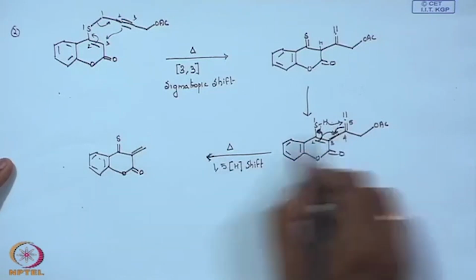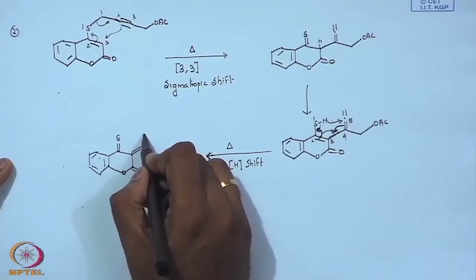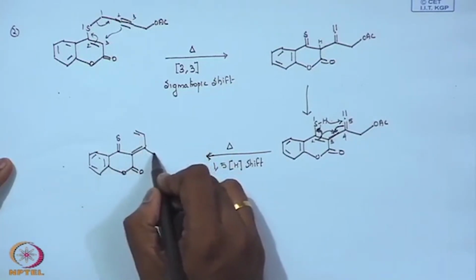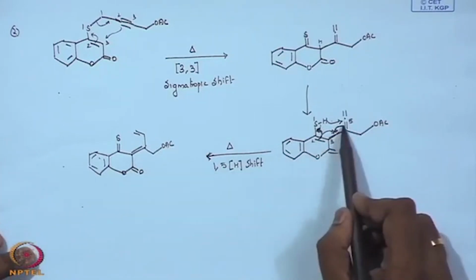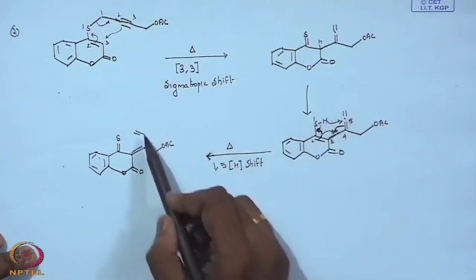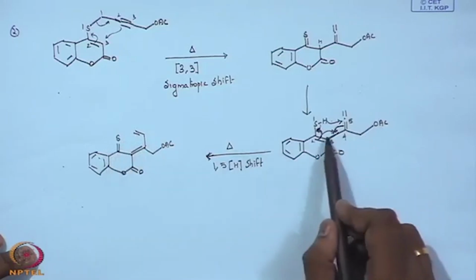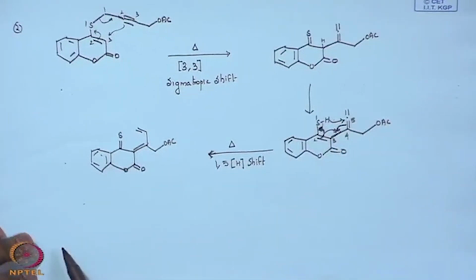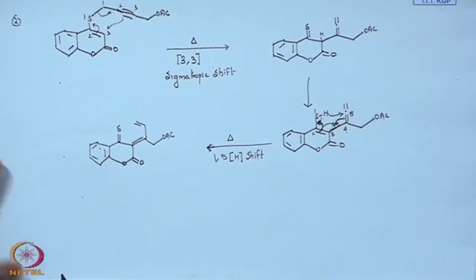Once you have shifted, the double bond is not there, so we have something like this. When I have a shift of the double bond here, then I have a double bond. So after this, once you get this product, what can you think about?